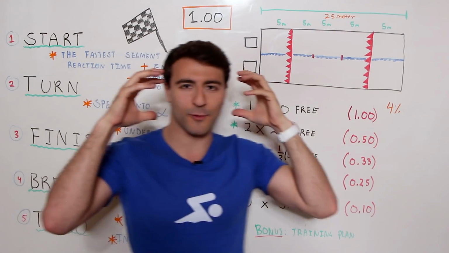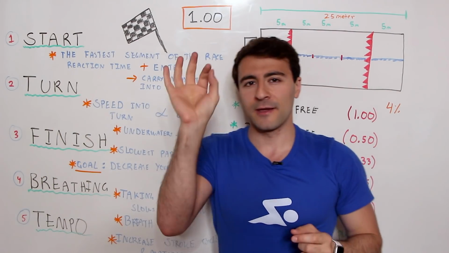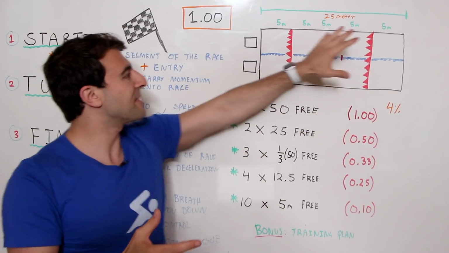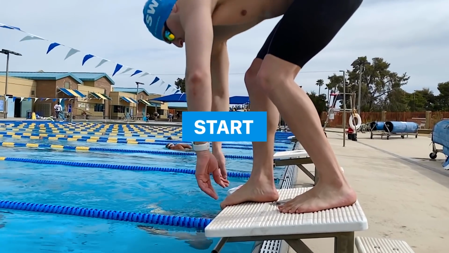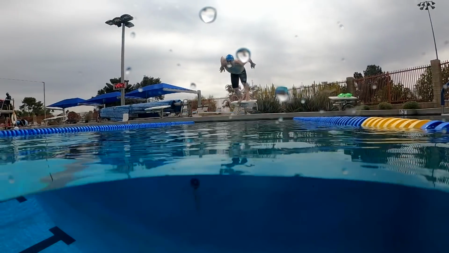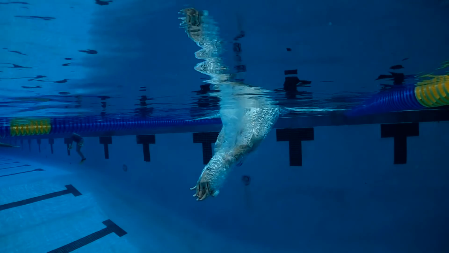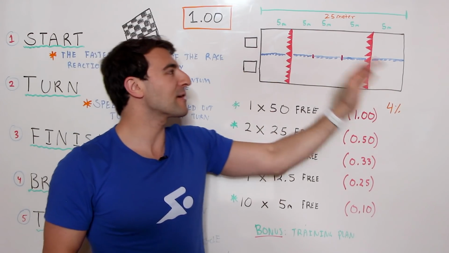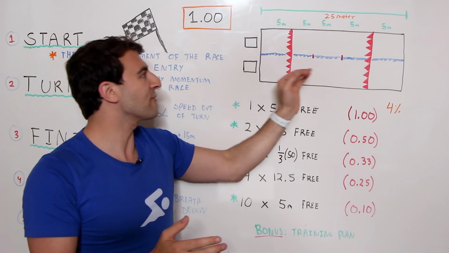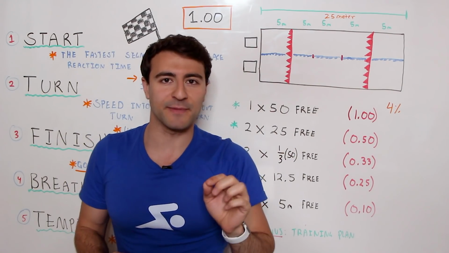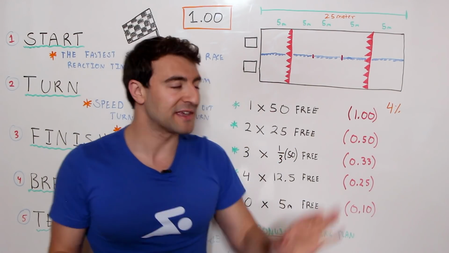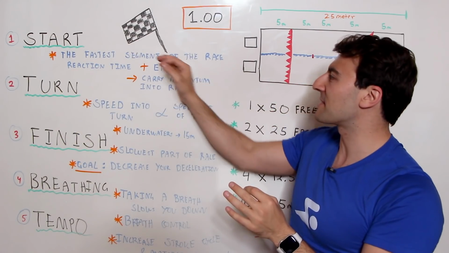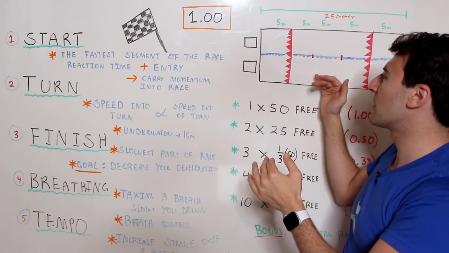Now that we've got ourselves in the right mindset of, okay, we only need to drop 0.1 seconds per segment, let's talk about each of the different segments in this race. So the first segment is the start. Now it's super important to understand that the start is the fastest segment of the race. Of all of these 10 segments, you will never go faster than when you're flying through the air, or even if you don't dive in. If you just push off the wall, that will be the fastest segment by far. It's not even close. So knowing that, you want to be able to leverage that and maintain as much speed as possible into the actual race itself.